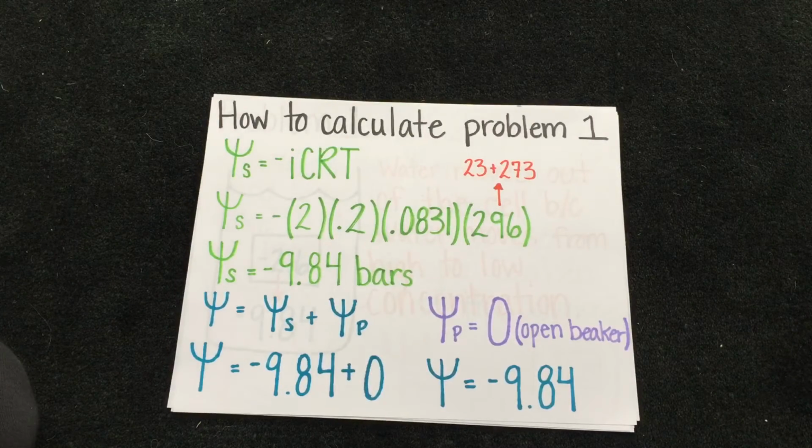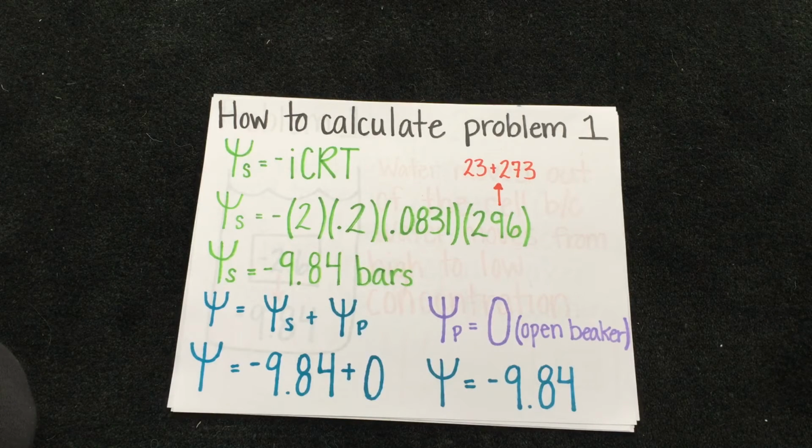Okay, so first you need to figure out the solute potential. Here's the formula. Let's break it down. So first, your I is going to be -2 because NaCl ionizes into 2 ions. Your C is what's given to you in the problem, 0.2 moles. Next is R, which is always 0.0831. Last is temperature, so take 23 and add 273. That equals 296 degrees in kelvins. Multiply all these together and you get -9.84 bars.